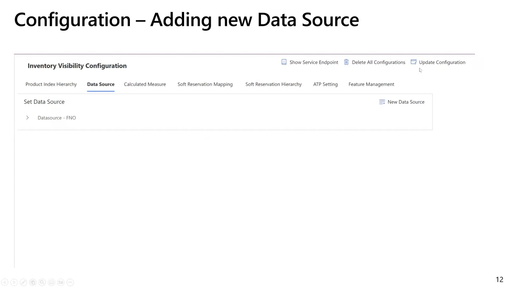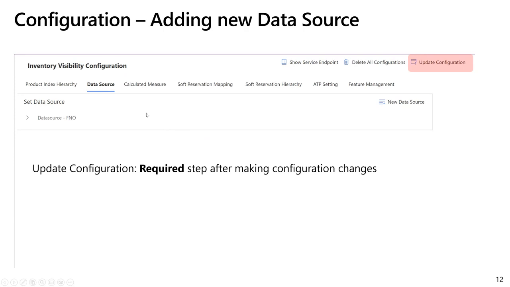Note that the Delete All Configurations process is not reversible. So when you delete them, there is no option to revert the deleted configurations. And this is what it looks like after we delete the configurations, so that there will be only one data source, F&O, remaining. This is the starting point where we configure the inventory visibility service to accept the new data that comes from the POS system.